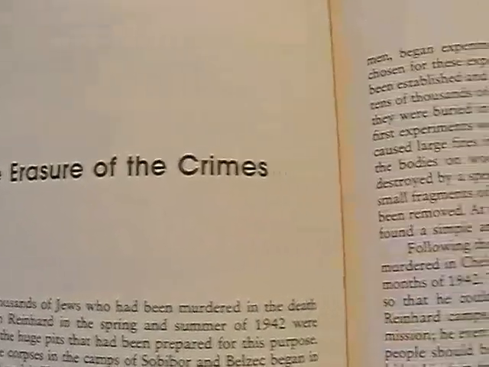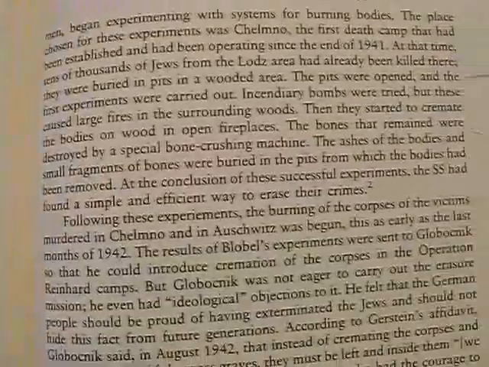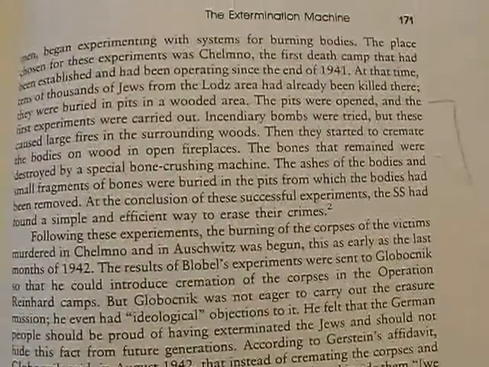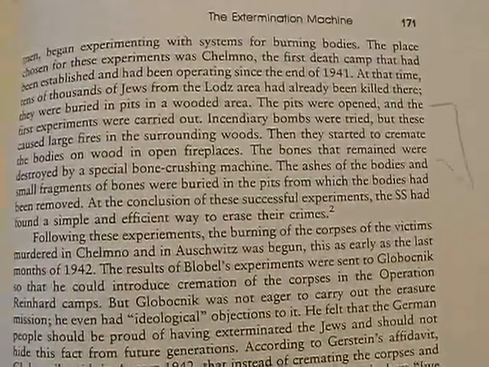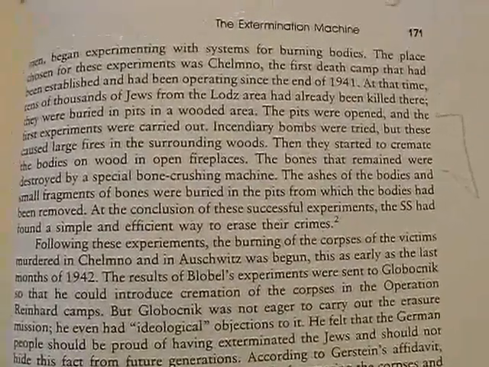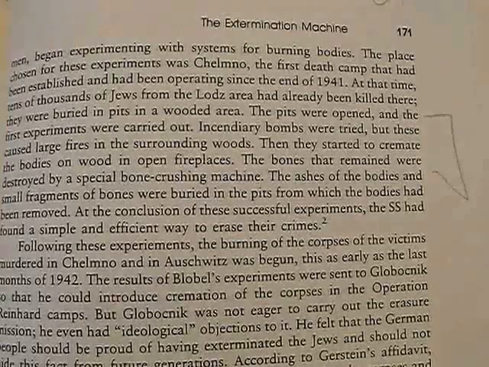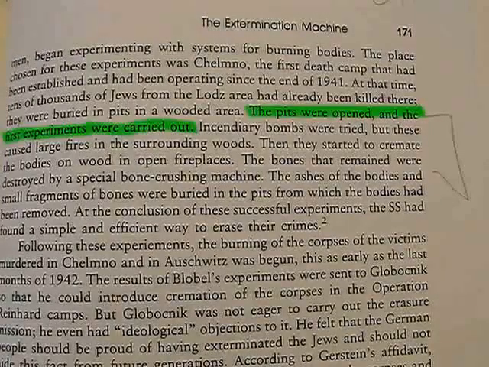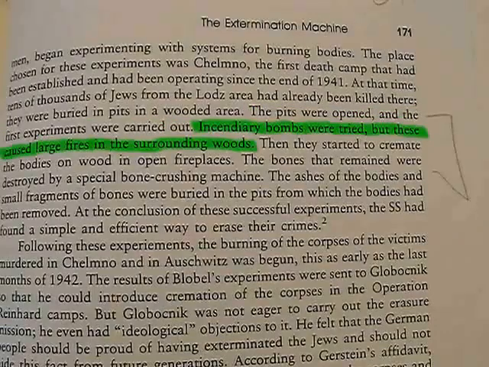Here's an experiment to get rid of tens of thousands of bodies. Just open the pit and throw an incendiary bomb on top of the bodies. That should make them all disappear. Such is the hypothesis of the experiment. We read in Arad on page 171, the pits were opened and the first experiments were carried out. Incendiary bombs were tried, but these caused large fires in the surrounding woods. Multiple large fires in the surrounding woods. Okay. Hilberg believes this too on page 977 of his book.